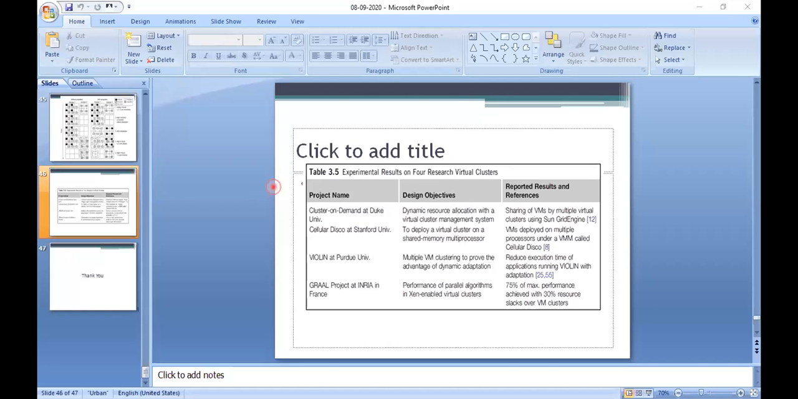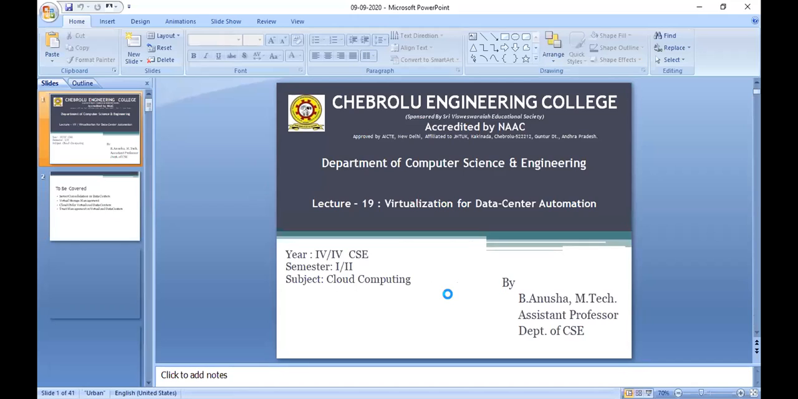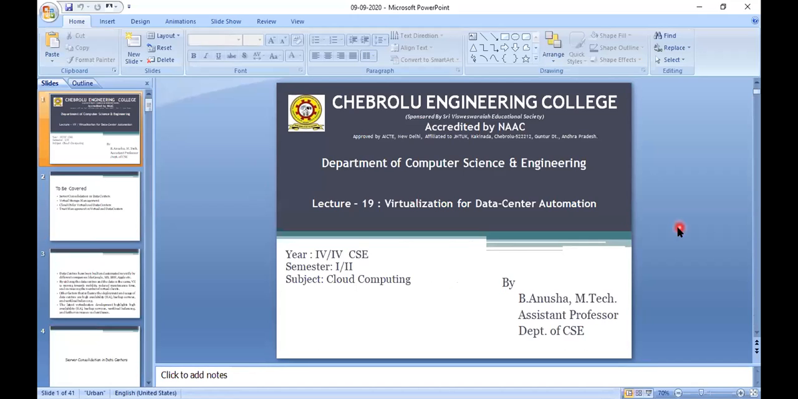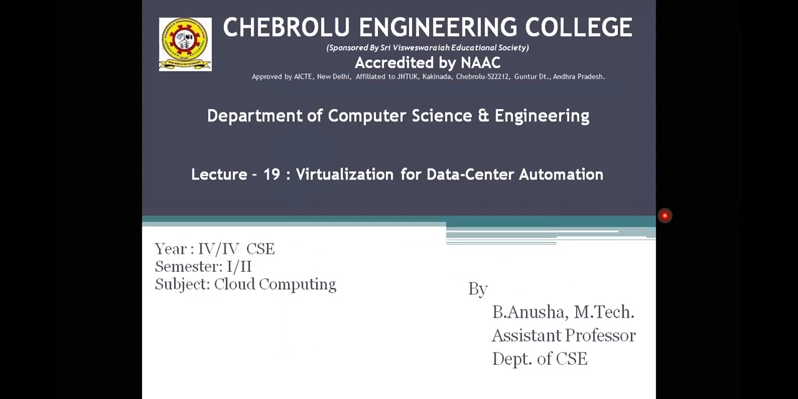Later we will see server consolidation, and then the virtualization of data center automation. So in this section, we will see why we need to consolidate our data, and then what parallel processing we use, and we will see several examples also. We will see a cloud architecture, which is vSphere 4, and also how we are going to take trust management into account in this virtualization.